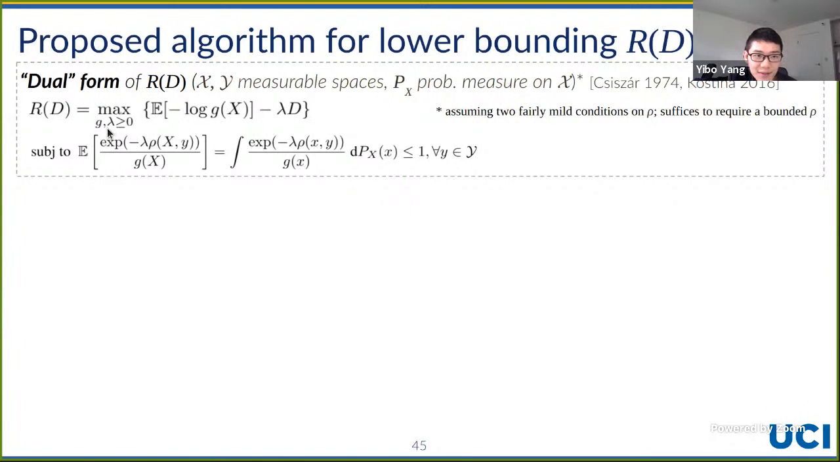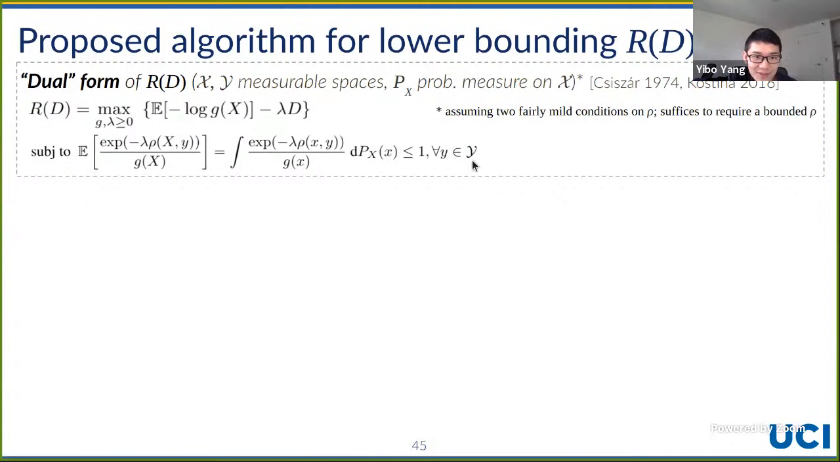So you're maximizing over a function g and some scalar lambda, both need to be non-negative, of some expected value of negative log g. Again, it looks kind of like a cross entropy. And you want a constraint on the size of g. So you want g to satisfy, again, this inequality on this expectation for every value y in the reproduction space.